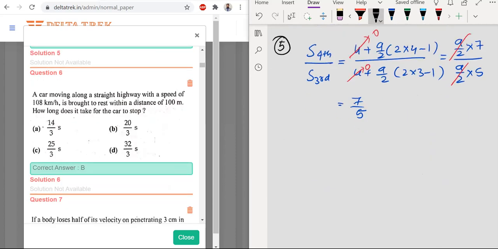Let's see question number 6. A car moving in a straight highway with the speed of this. First you need to convert the speed because the speed is given as 108 kilometer per hour. In the very first question also I explained that to convert kilometer per hour into meter per second we need 5 by 18. If we do 5 by 18 the answer will be 30 meter per second.